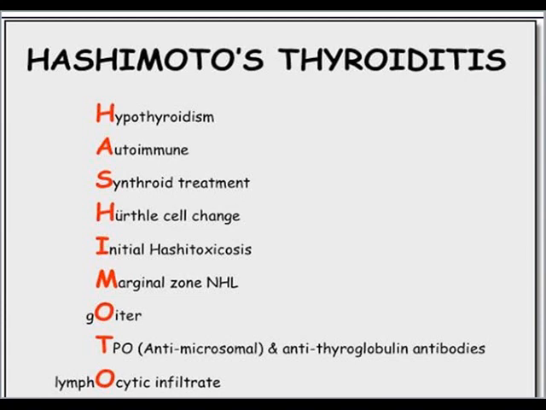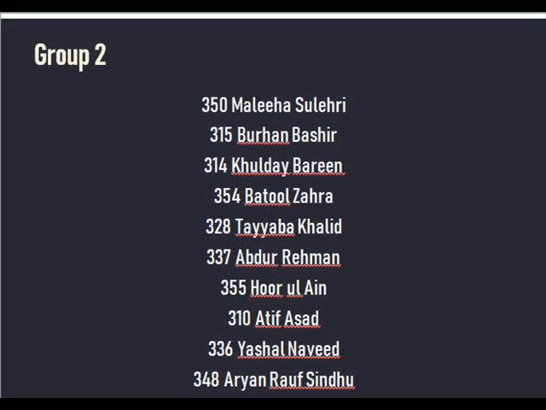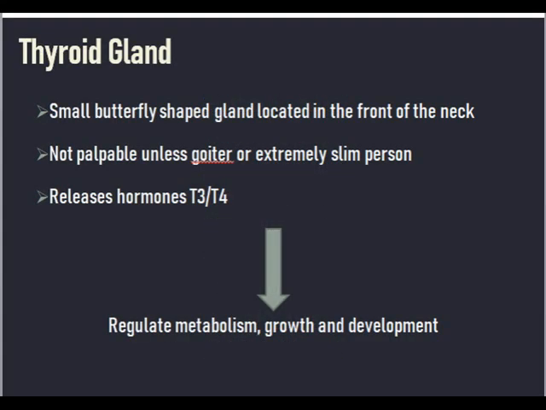This slide sums up Hashimoto's thyroiditis. The thyroid gland is a small butterfly-shaped gland located in the front of the neck. It is not palpable unless there is goiter or in an extremely slim person. Goiter refers to the enlargement of the thyroid gland. The thyroid gland releases hormones T3, T4 that regulate metabolism, growth and development.